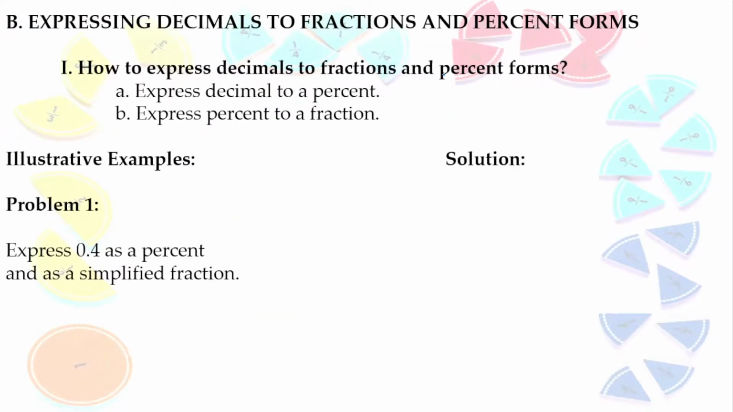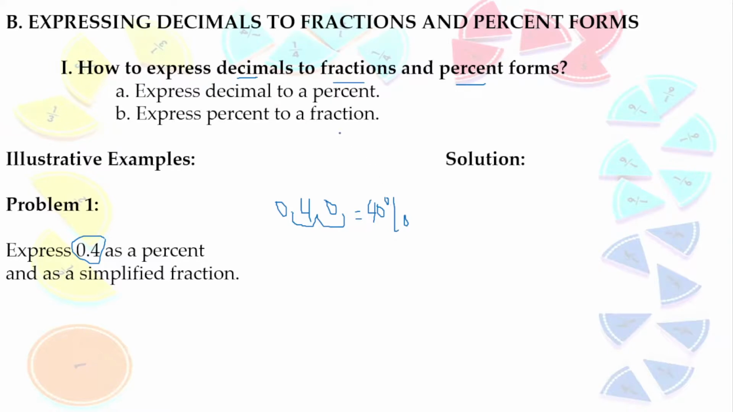So now, expressing decimals to fractions and percent. The given here is in decimal form. So we will first make it a percent. So 0.4. We'll just move 2 places from left to right. It's always 2 places. And then, don't forget to put the percent symbol. And you will get 40%.